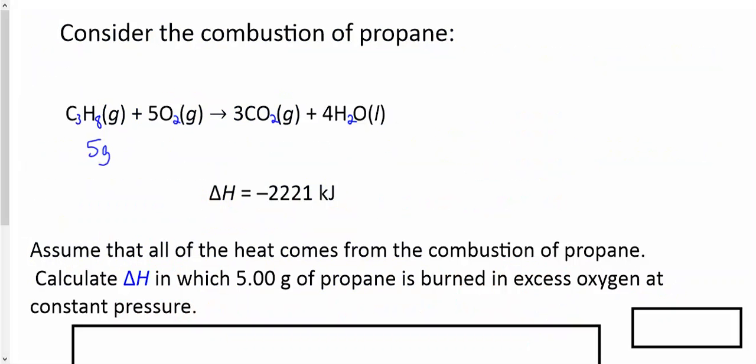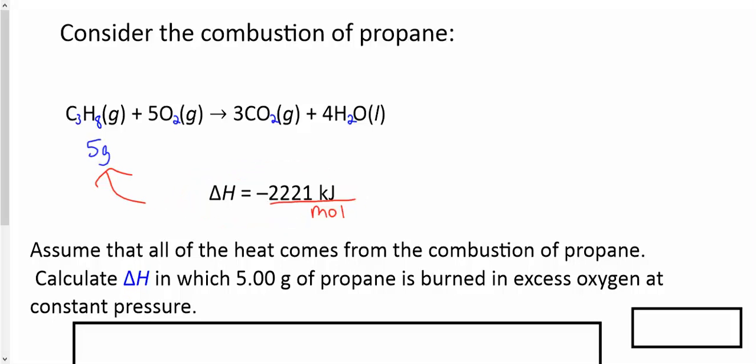Next example, consider the combustion of propane. Given by this reaction, the delta H is negative 2,221 kilojoules when 5 grams is burned in excess oxygen. So assume that all of the heat comes from the combustion of propane. Calculate the enthalpy change in which 5 grams of propane is burned in excess oxygen at constant pressure. We are given that the delta H here is this for 5 grams. We want to find the delta H.